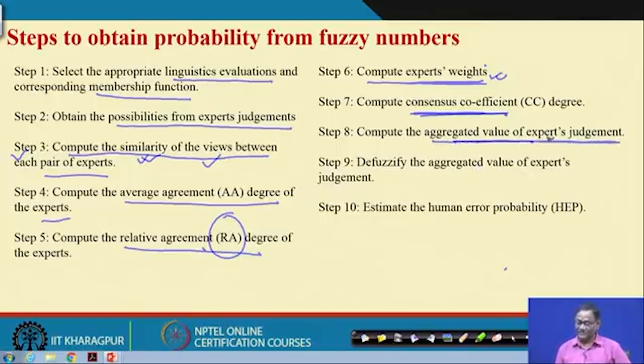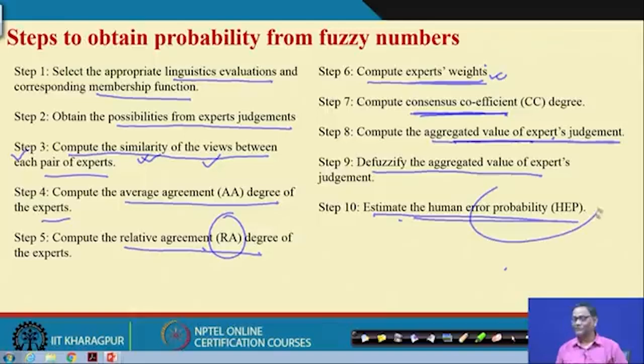and then this judgment you will be getting in terms of trapezoidal form. So, you are required to defuzzify this, and then you will get a Cribbs value. That Cribbs value with a certain equation will be converted to human error probability values. So, very quickly I will show you each of the steps now.